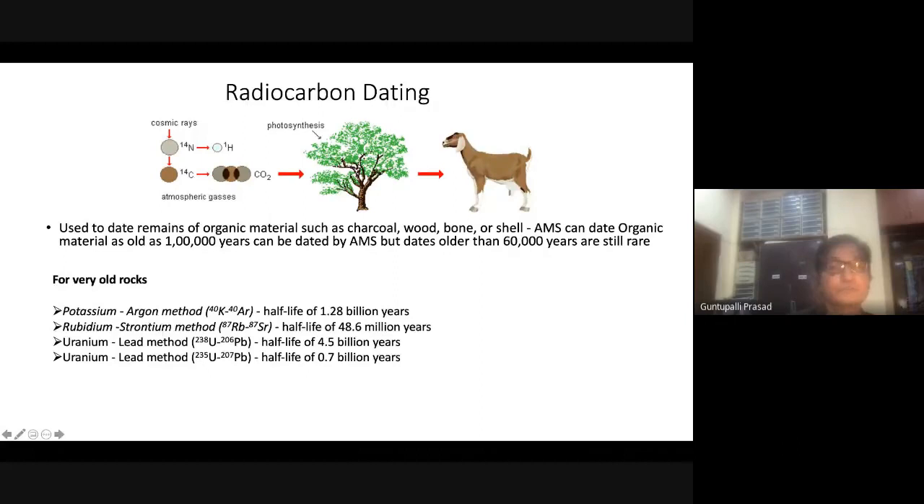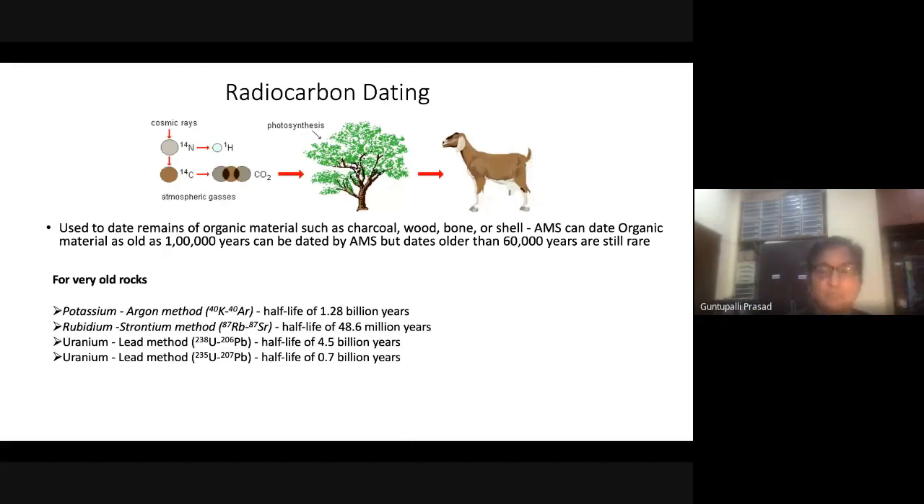So this is not generally useful for most of us who work in older rocks, like the Mesozoic, Paleozoic, or the early Cenozoic rocks. It is not applicable. It's only useful mostly in rocks like the late Pleistocene rocks. But for older rocks, you have these methods: potassium-argon, rubidium-strontium, and uranium-lead. With these you can date very old rocks, and the datable material is mostly igneous rocks, like volcanic rocks, which contain radioactive minerals. So using those radioactive minerals, you can actually date the rocks.